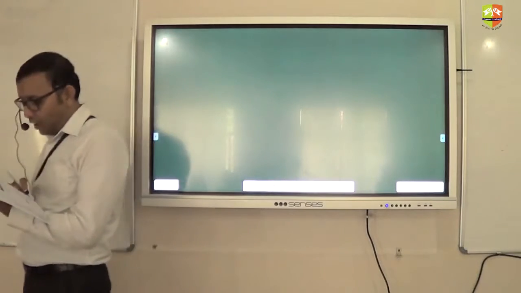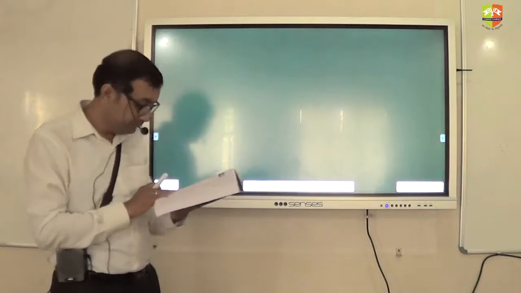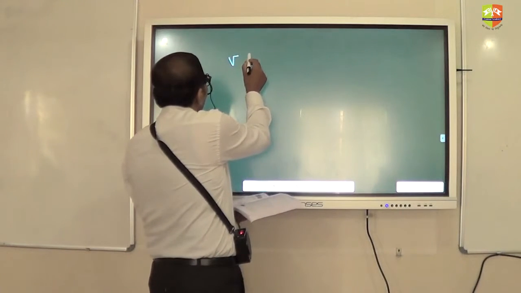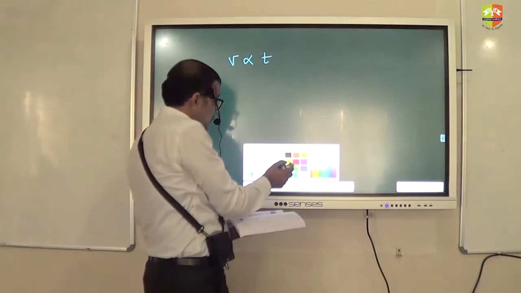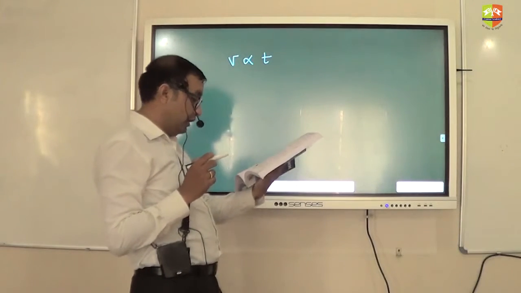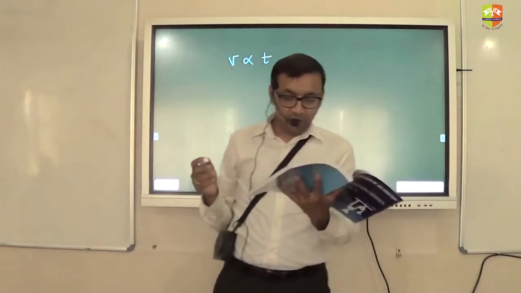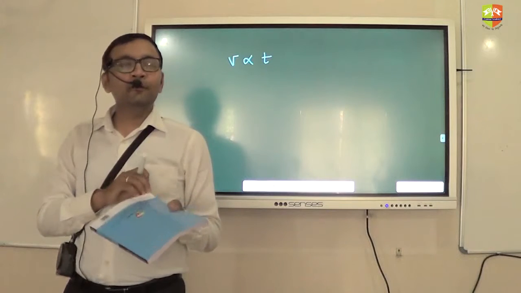The velocity of a body starting from rest is directly proportional to time. Velocity is proportional to time. So, what kind of motion is it? Is it constant velocity, acceleration, both velocity and acceleration, or velocity, not acceleration? All of you please think about it.